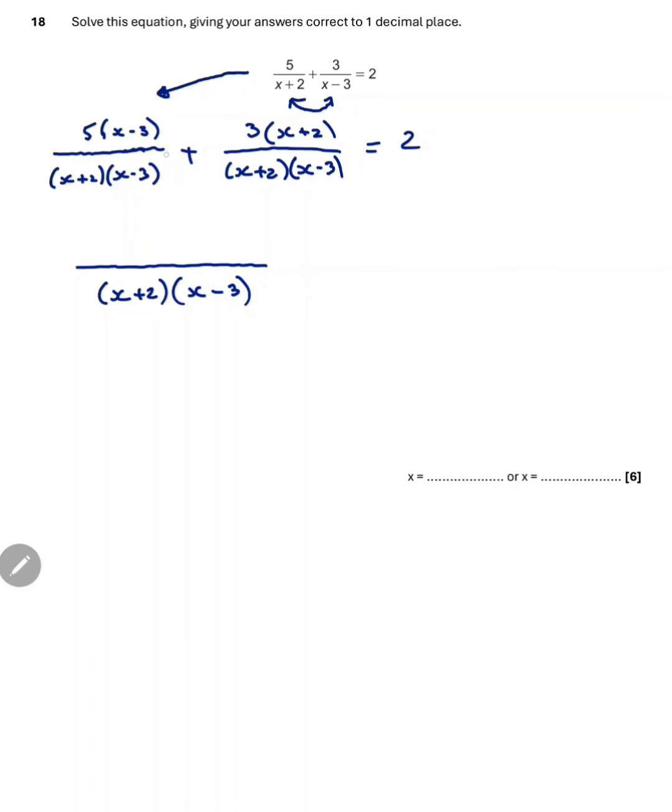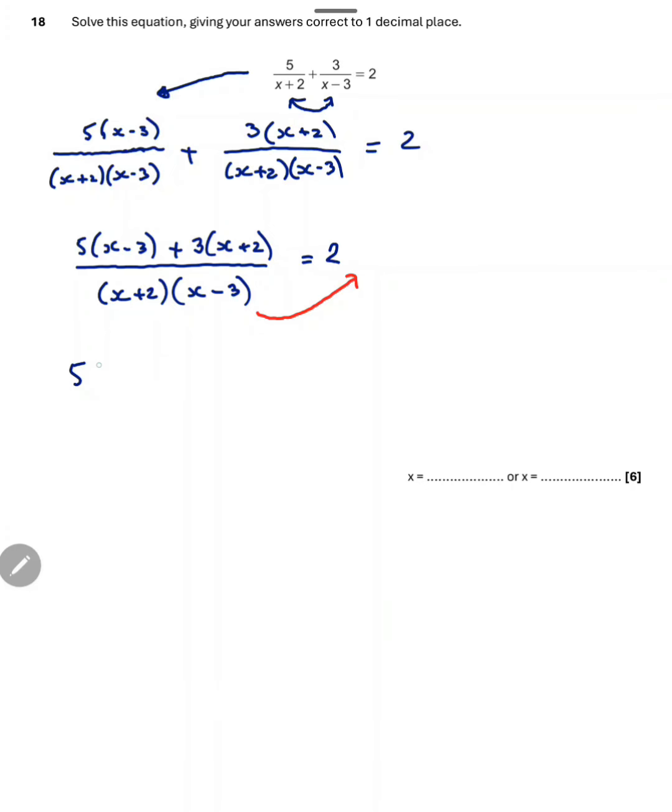All I'm going to do is rewrite these top things. I get 5 lots of x minus 3 added to 3 lots of x plus 2. And again, I've not touched that thing on the right yet. That's just 2 still. It's still not great. This double bracket down here, I'm going to multiply both sides by it, and it's going to appear up there as a multiplication. So I'm going to do that now.